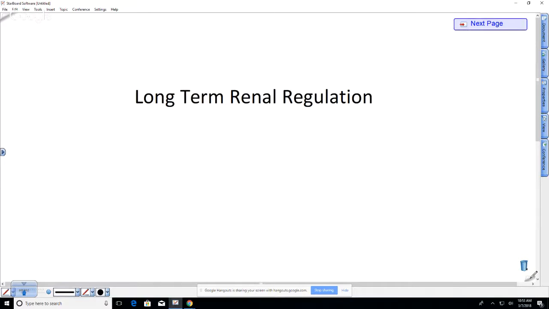Okay, so those were rather short-term mechanisms for blood pressure. Like if I'm going to exercise, I need to boost my blood pressure, right? If my adrenaline gets released, it's going to boost the blood pressure during fight or flight. But we also have long-term regulation of blood pressure. And so what does renal mean? Kidney.